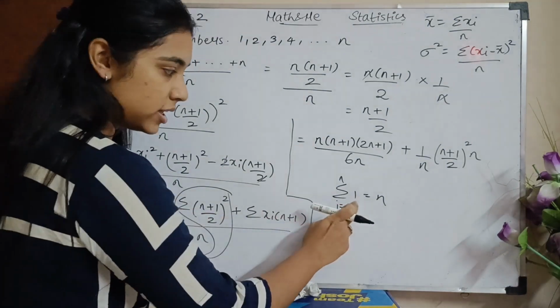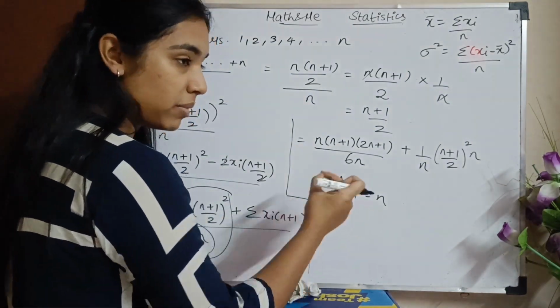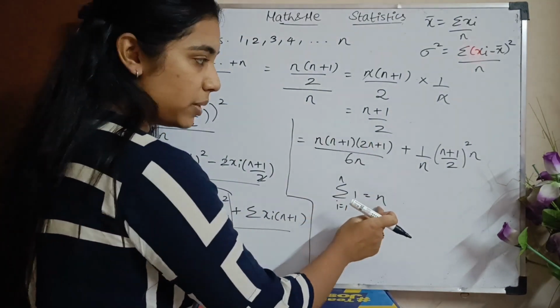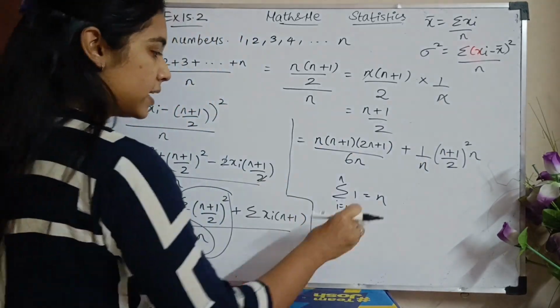Then there is the summation of 1. What is summation of 1? I equals 1 to n, 1 added n times. So it will be n. So on the n. Okay? Now the second term is done.